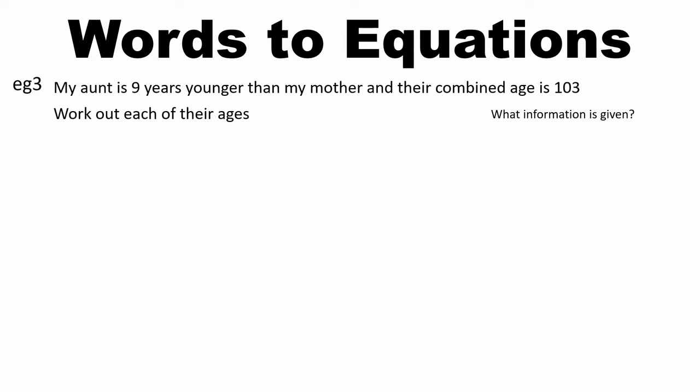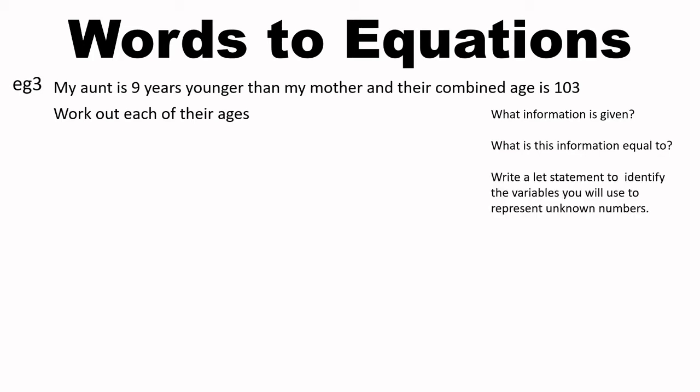So what information was given? Clearly, we're told that my aunt is 9 years younger than my mother, and we're told that their combined age is 103. What does the information equal to? Well, we know that the combined age is 103, so we should be able to write some kind of equation of adding their ages together to make an answer of 103.